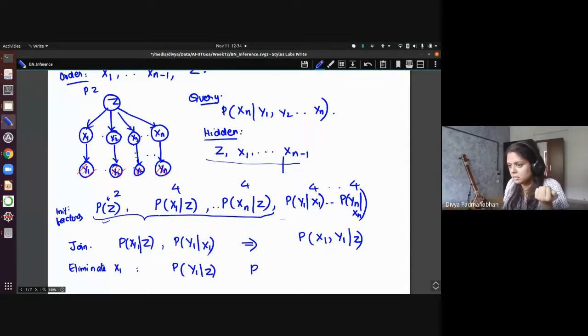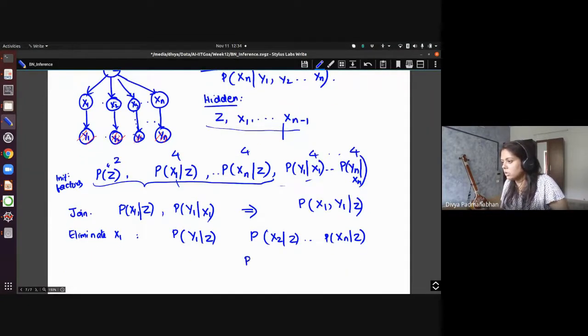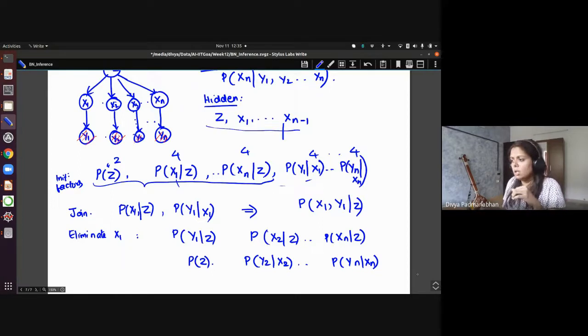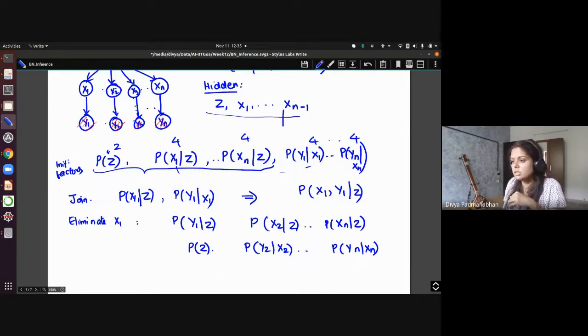So basically you can do away with these two. What you have is x2 given z up to xn given z, and you also have y2 given x2 and p of yn given xn, and you are also going to have p of z. So here you see that the size of these factors is going to be much smaller. Okay, let's do one more step.